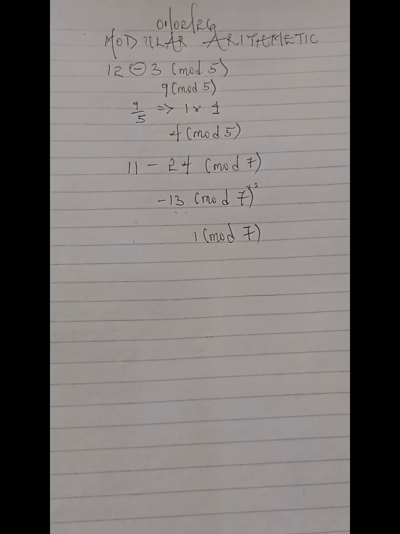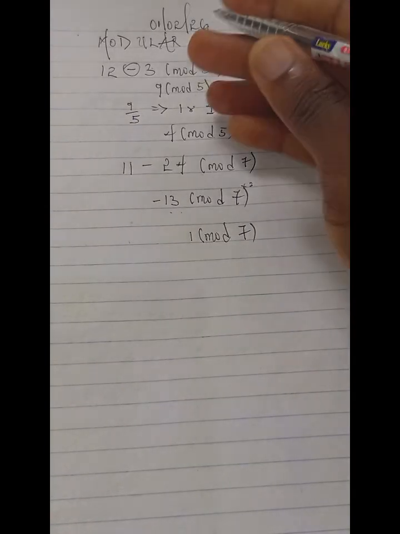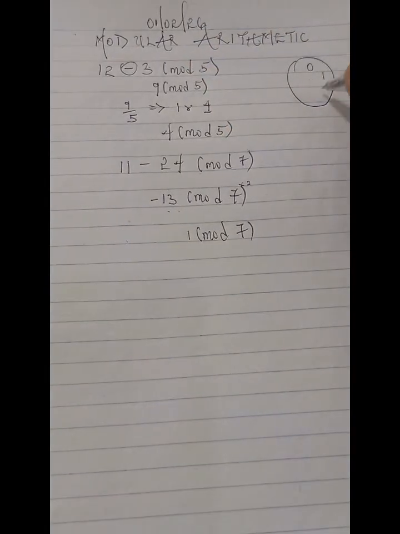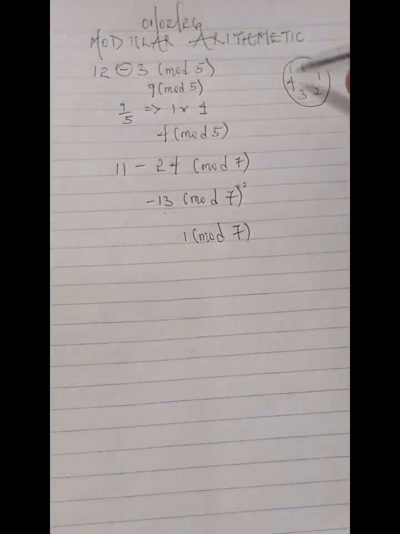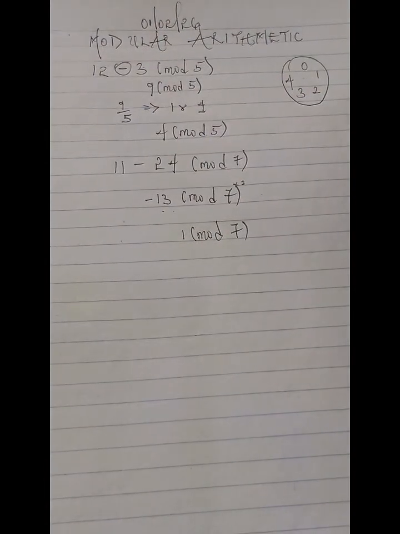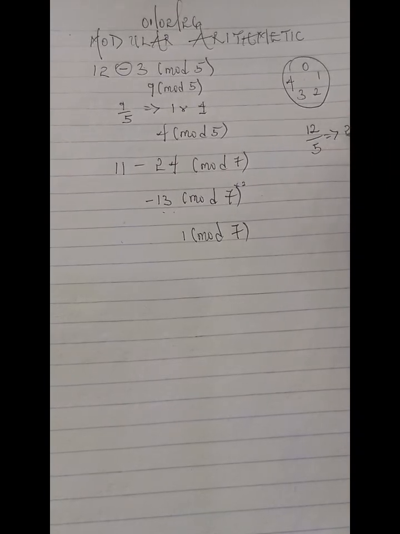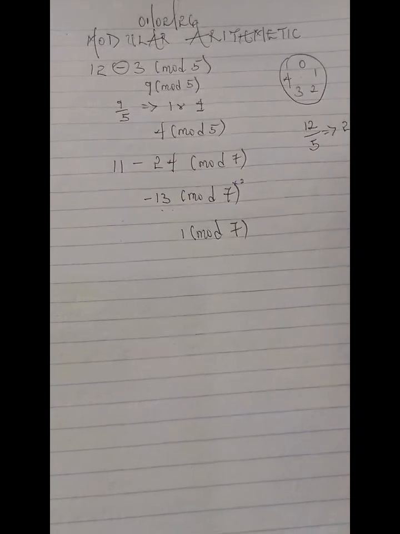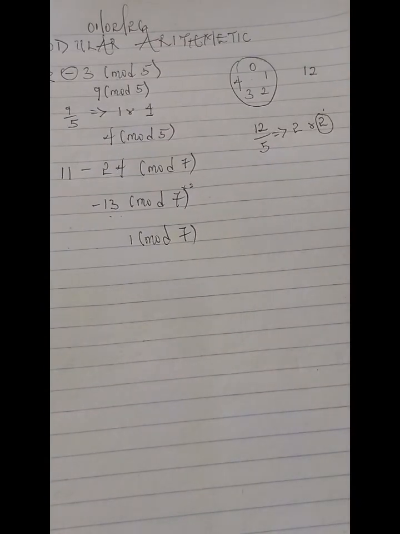Now, if I don't want to use this method, I want to use a clock method. Let's assume I want to use a clock method for question number 1. I'll have to draw a clock, and the set of residue 0, 1, 2, 3, and 4. But I cannot get 12 in this. So I'll just simply pick out this 12 and divide it by the mod. So that is going to give me 2 remainder 2. So I'll work with the 2, which is a remainder.